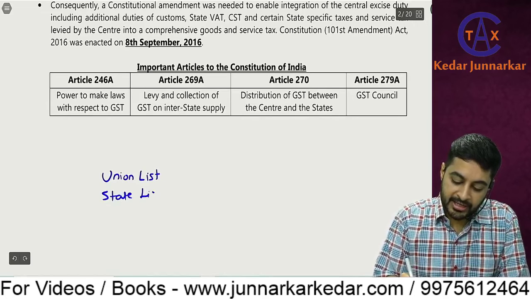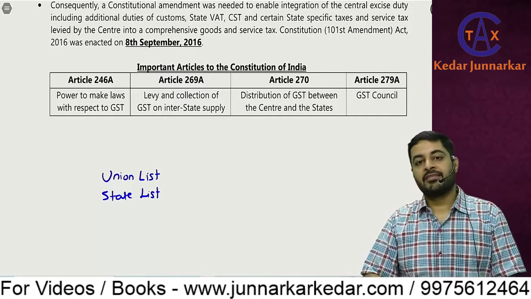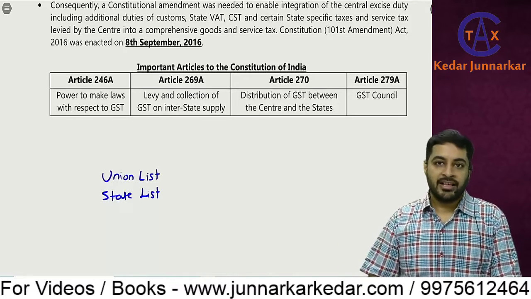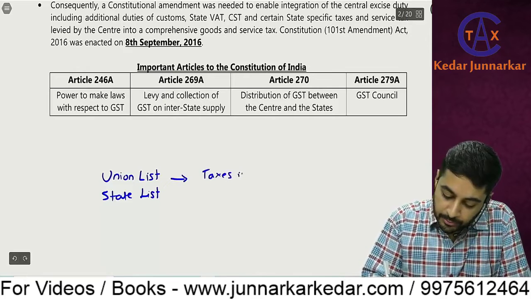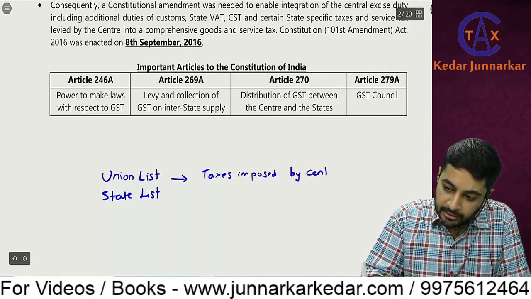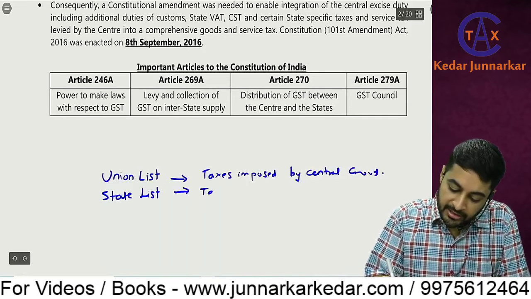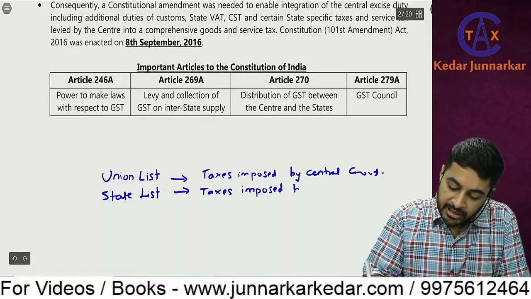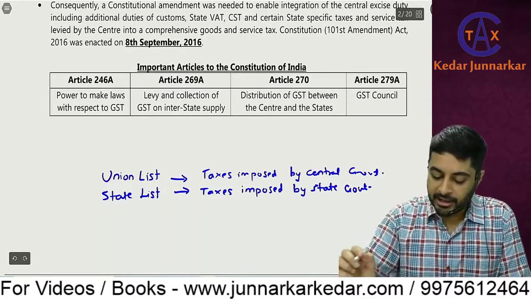Union list, state list and concurrent list. In which case only union list and state list cover taxes. Concurrent list is security and other things. So union list means taxes imposed by central government. State list means taxes imposed by state government. I hope I am clear on this.